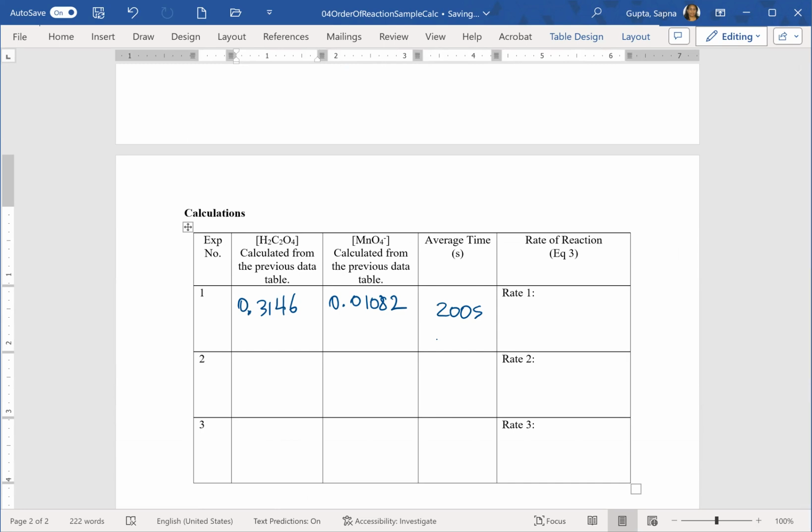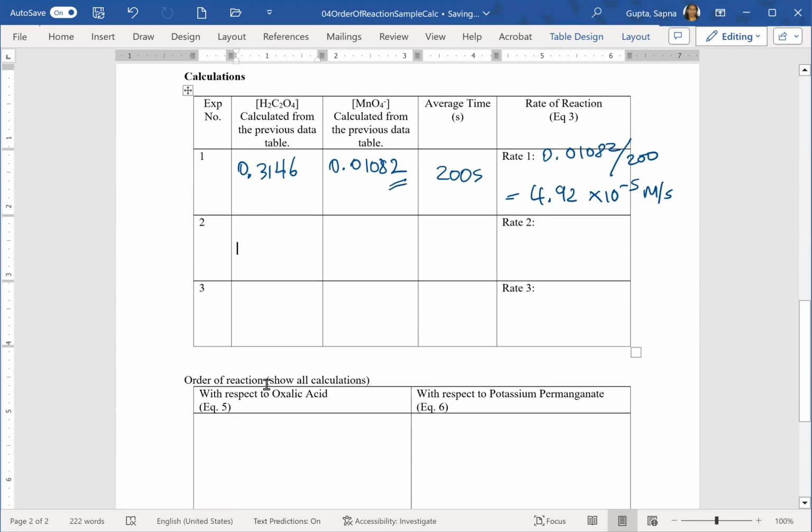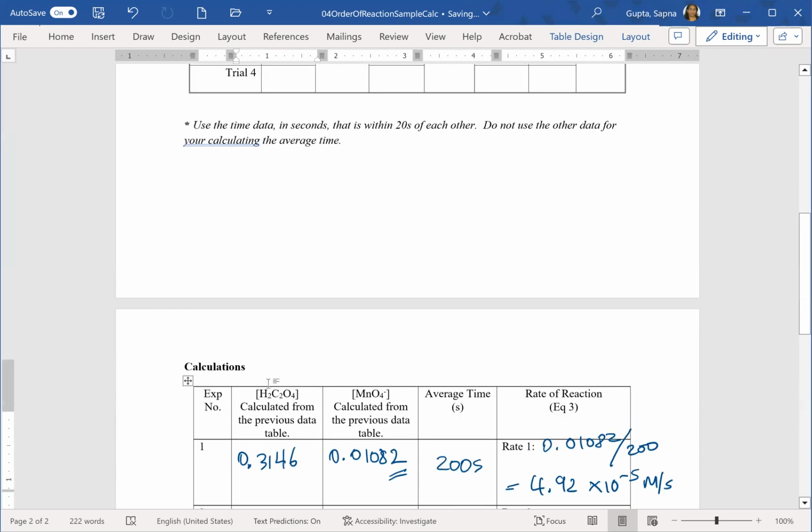The rate is going to be the rate of disappearance of KMnO4. So that's 0.01082 divided by 200, and this is equal to 4.92 times 10 to the negative 5 molarity per second, right? That's how it's going to be. Then you're going to do all the other calculations as well, depending on your concentration. Remember, you're going to do 2 and 3 from here as well.